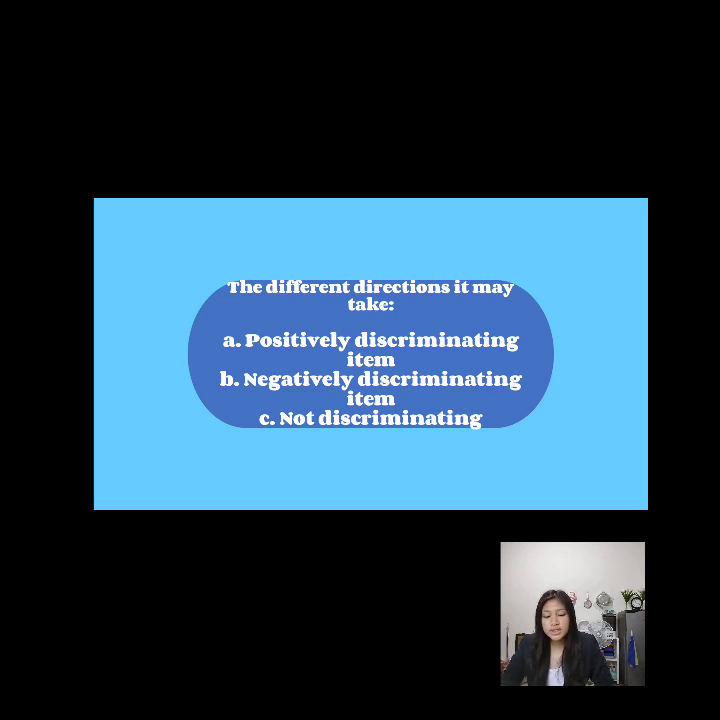Next is the negatively discriminating item: the proportion of the high scoring group is less than that of the low scoring group. And next is the not discriminating item: the proportion of the high scoring group is equal to that of the low scoring group. This means that the upper and lower groups are equal in choosing the correct answer.